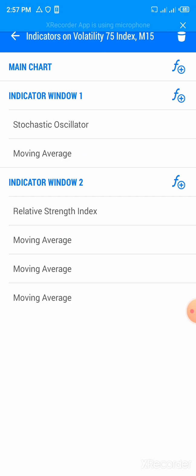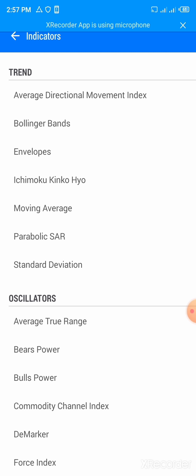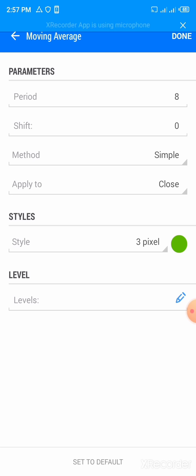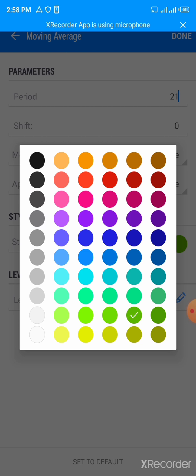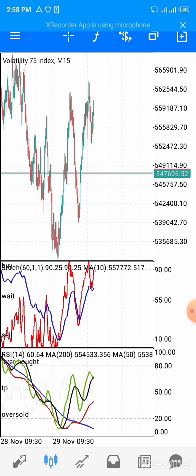Go back to your F plus. The fourth moving average. We have 5 moving averages for this, so get ready. The fourth moving average, you click on the period. Period is 21. Shift 0. Method simple. Apply to close. Then the style 3 pixel and the color is black. You click done. Don't be confused.